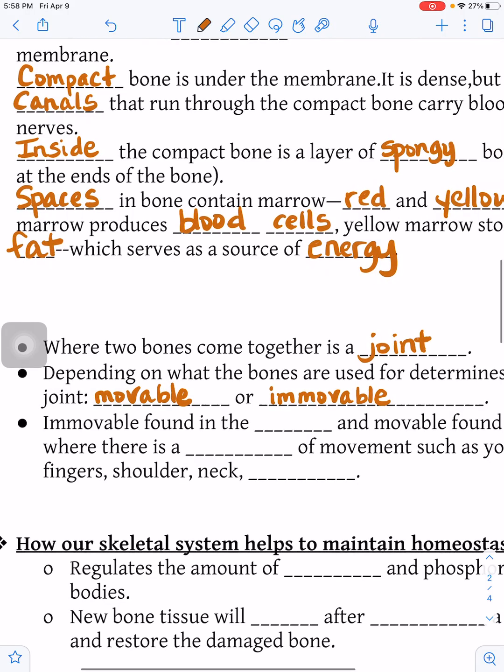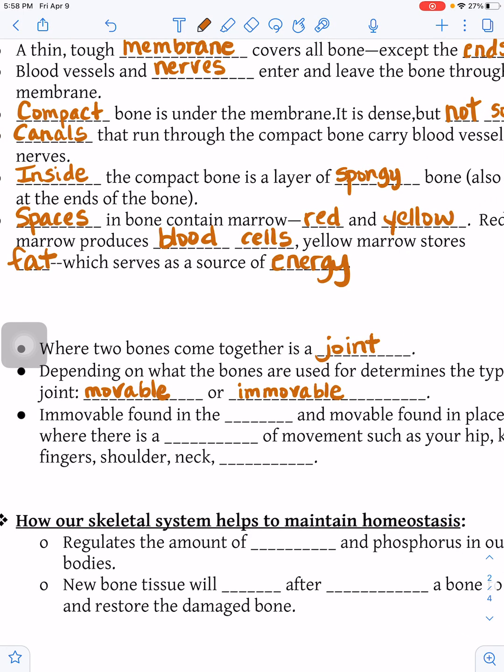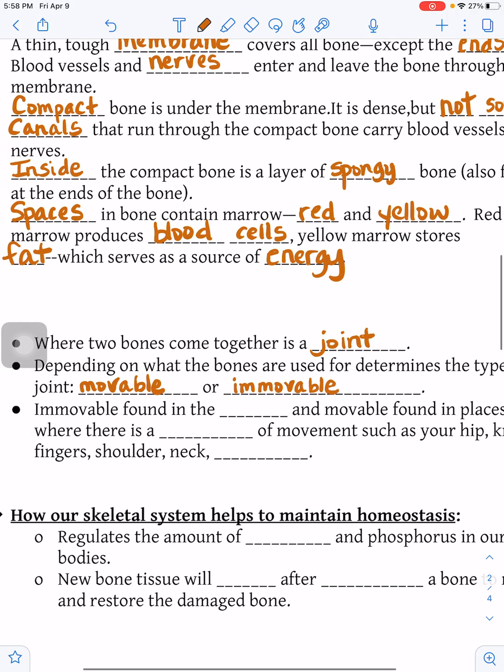So depending on what the bones are doing, the joint will be decided if it's movable or not movable, basically. So let's give a quick example of where you'd find immovable. Immovable is found in the skull. You have different plates in your skull where the bones come together. Those are joints. They're immovable. They're not moving, but it's where two bones come together, so it's considered a joint, but it'll just be immovable, not movable.